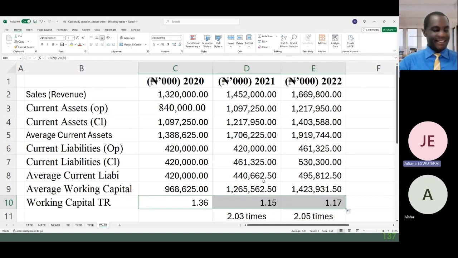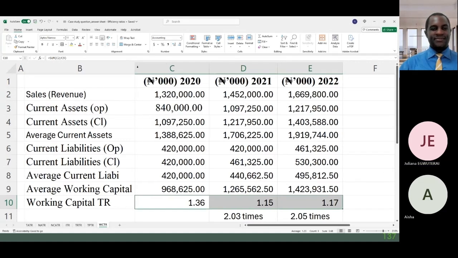Let's compare. Are we on the same page? Salma and Aisha, are we on the same page? Because we're having a debate here with Julie. Are we on the same page?